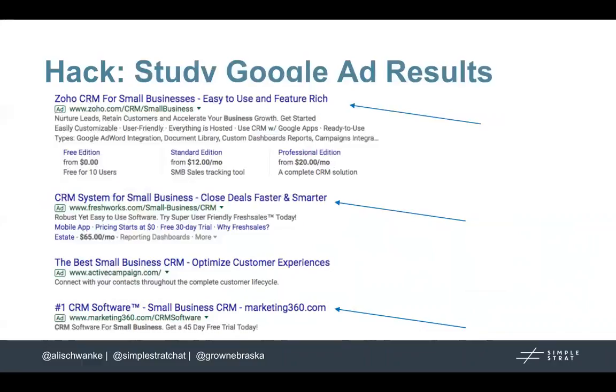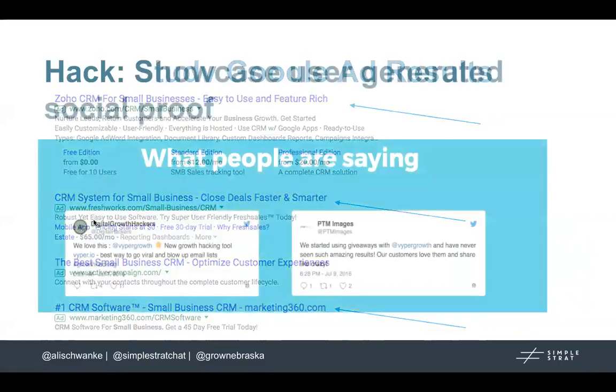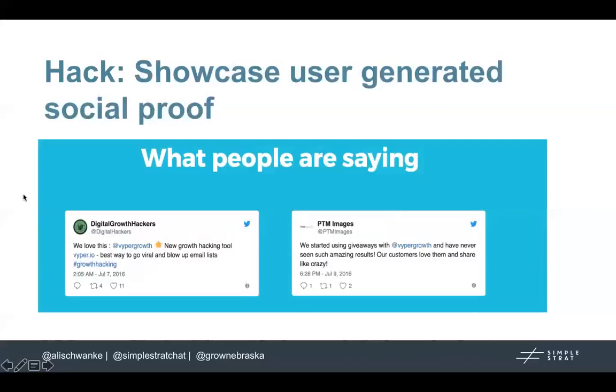So if I'm selling a CRM and these are the Google ads that show up, there's a good chance that I'm going to find some gold in these Google ad results that are going to help me write better copy for all of my stuff. Don't ever forget that they're paying to be in front of them and you're not. So that's great. Showcase user-generated social proof.